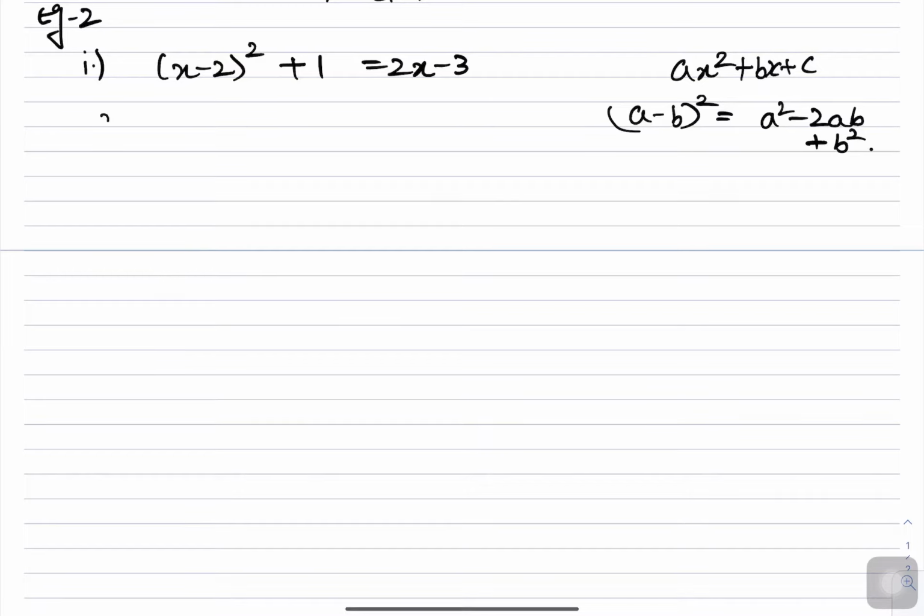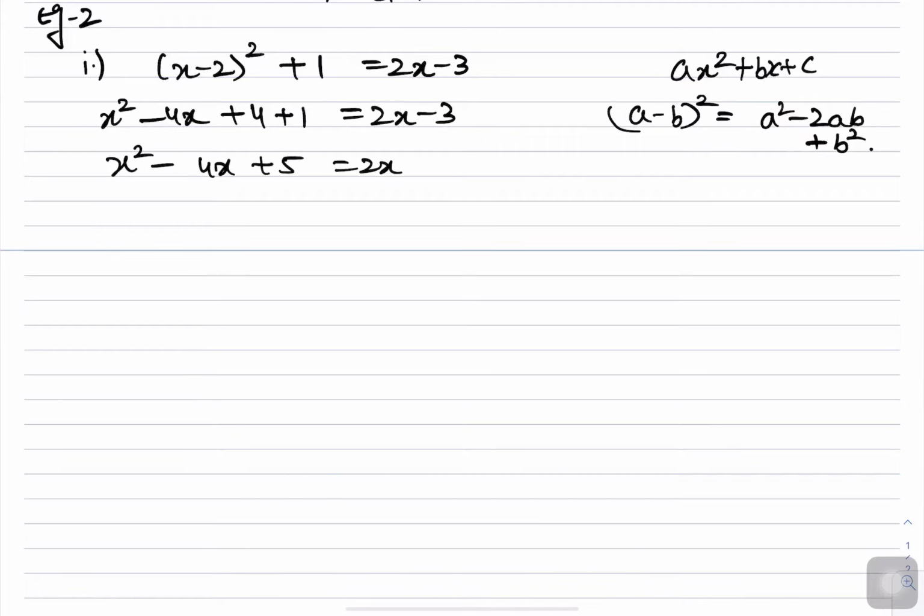Okay, so it becomes x square minus 4x plus 4 plus 1 is equal to 2x minus 3. X square minus 4x plus 5 is equal to 2x minus 3. So it becomes x square minus 4x minus 2x plus 5 plus 3 is equal to 0. X square minus 6x plus 8 is equal to 0.